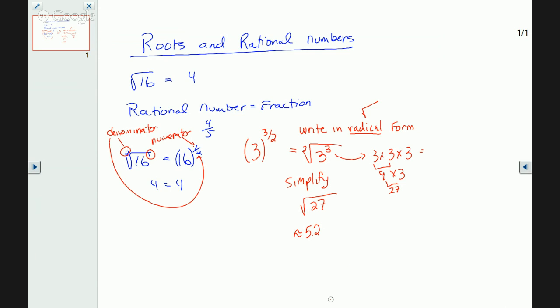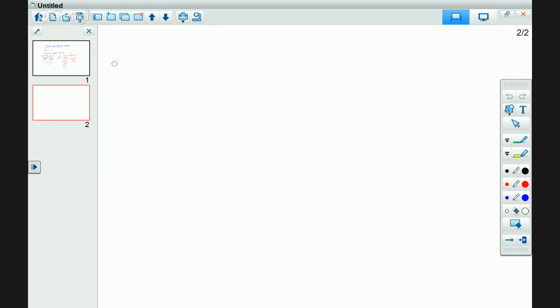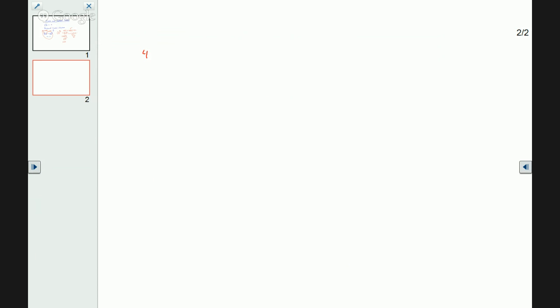So that would be basically what I'm going to ask you to do on this lesson. I might give you this and ask you to go backwards. I would say write in exponential form. So, let me get a page. See the 4th root of 26, and it would say write in exponential form. So it'd be 26 to the 1/4.